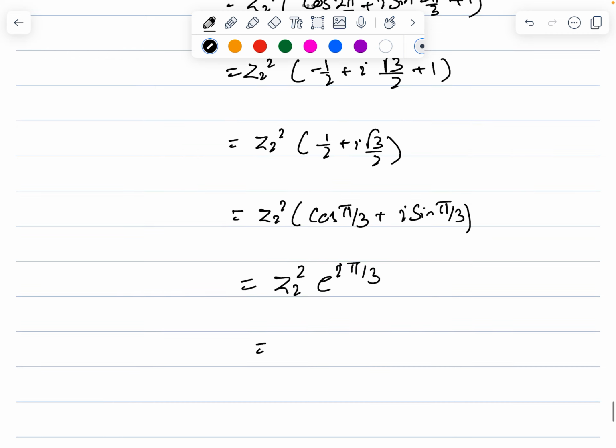Z2 square e to the power of I pi by 3 can be written as Z2 times Z2 e to the power of I pi by 3. What is Z2 e to the power of I pi by 3? Which is Z1. So Z1 Z2. That's going to be the answer.